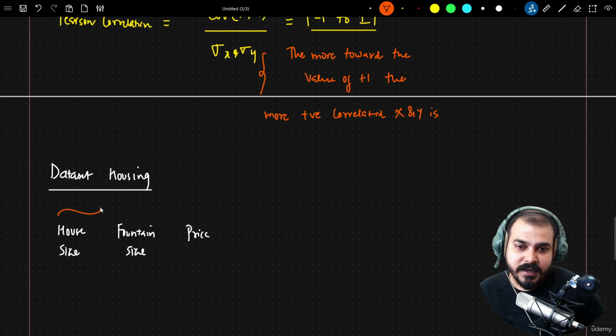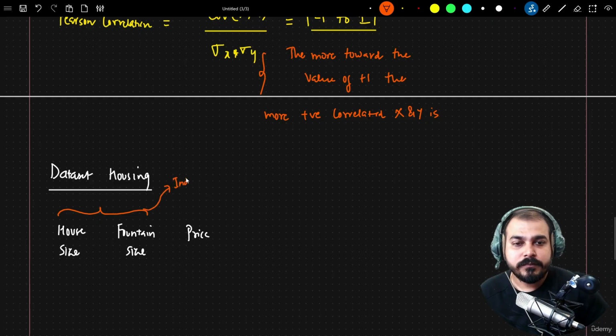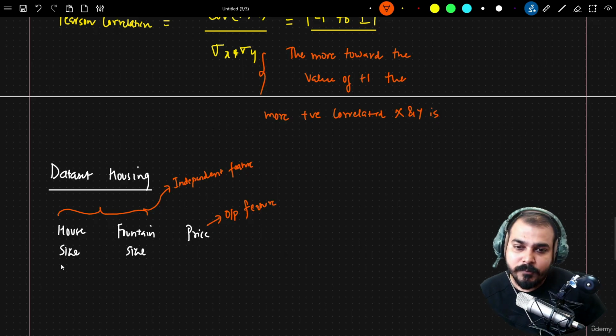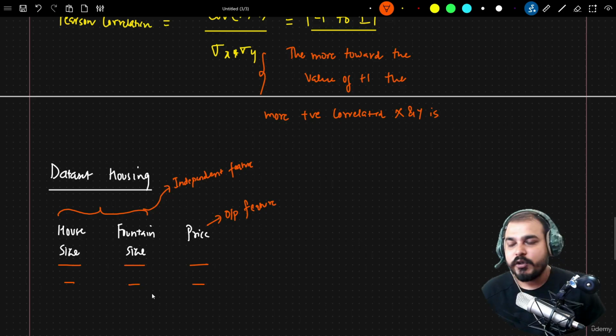Now, in this case, these are my independent features, and this is my output or dependent feature. That basically means I'm going to use these two independent features to predict the output feature. And obviously when this value changes, this is also going to change.